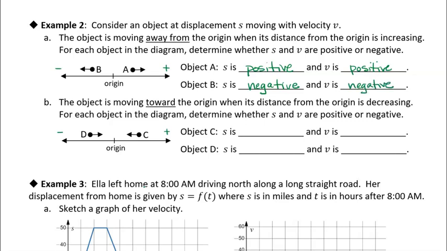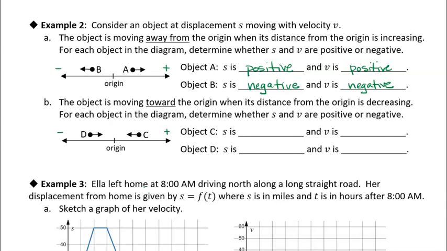Okay. So object A has a position to the right, and it's moving to the right. So that makes sense that it's moving away from the origin. Object B is to the left and it's moving to the left, right? So both the displacement and the velocity are negative, and it makes sense that it's moving away from the origin. All right, let's take a look at these two objects down here, C and D.